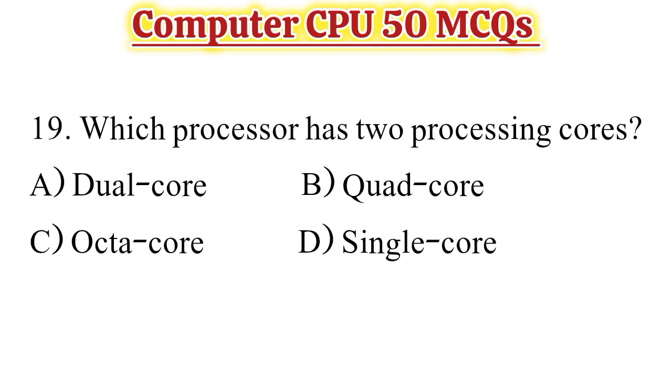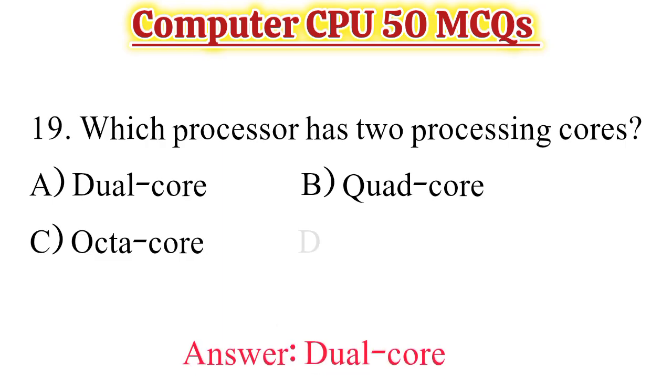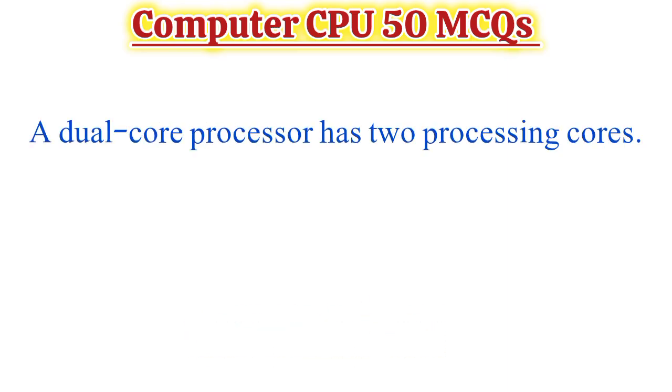19. Which processor has 2 processing cores? A. Dual core. B. Quad core. C. Octa-core. D. Single core. Answer: Dual core. A dual core processor has 2 processing cores.